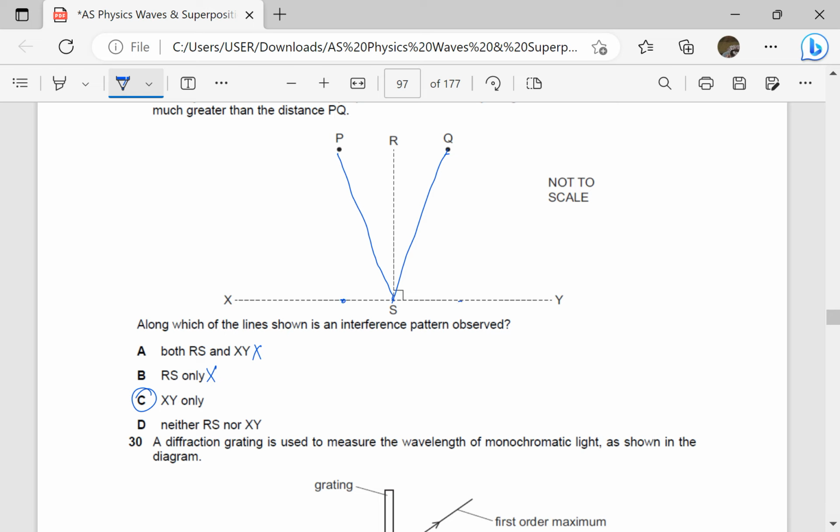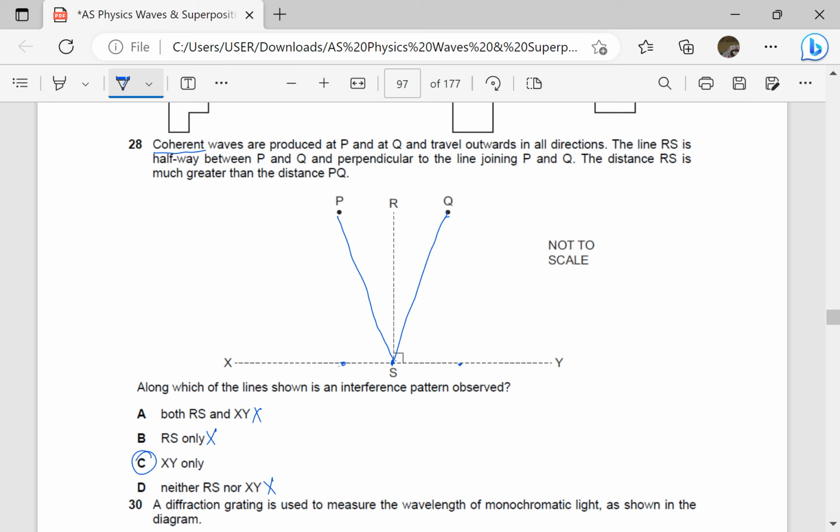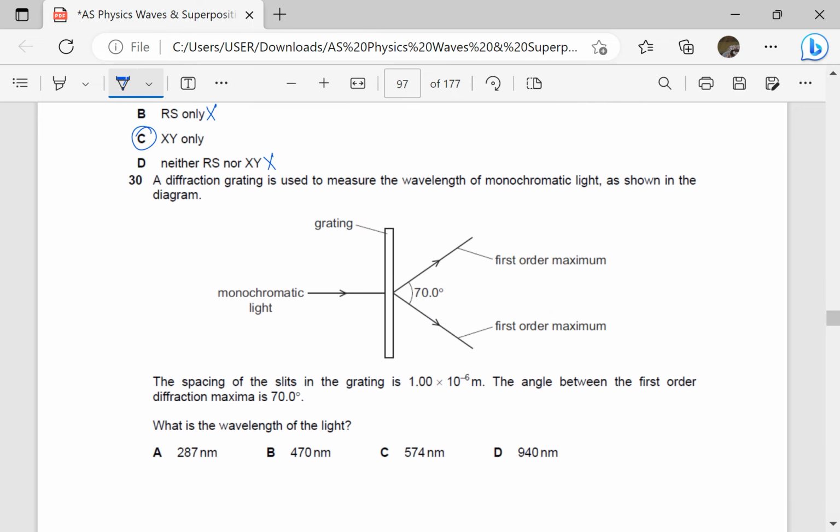So we expect that there will be interference patterns above S, I mean to the right of S and to the left of S. Therefore, it is CX only. D is wrong because since these are two coherent sources, if they travel the same distance to point S and they form an interference pattern at S, then we expect interference patterns on both sides. Therefore, XY only is the answer to that question.